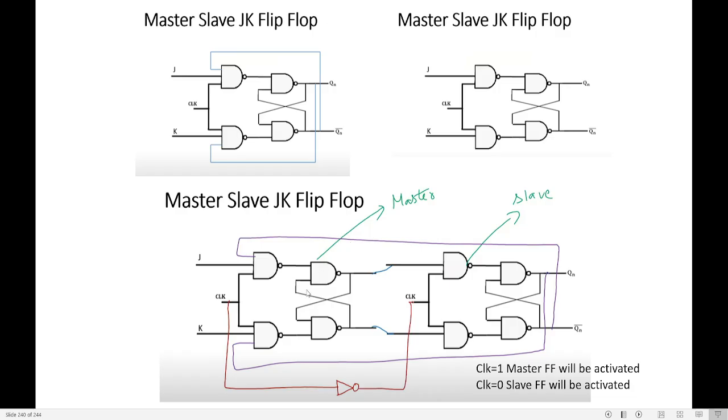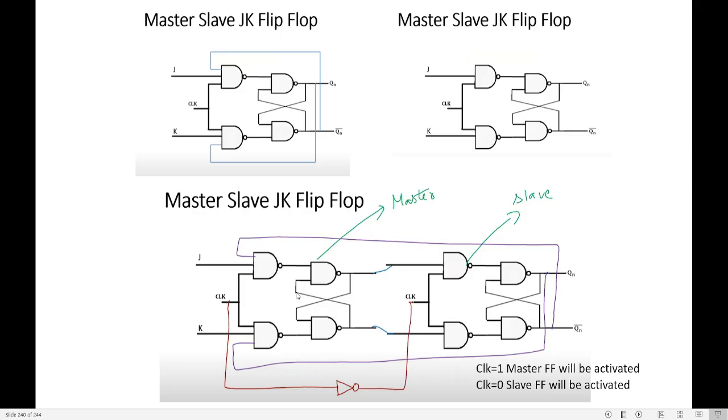So this is my first flip flop. I take again one more JK flip flop and have my slave. So my first JK is called as master. My second JK is called as slave. I connect the output of master as an input to slave.